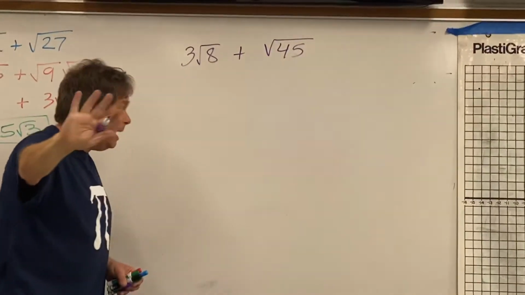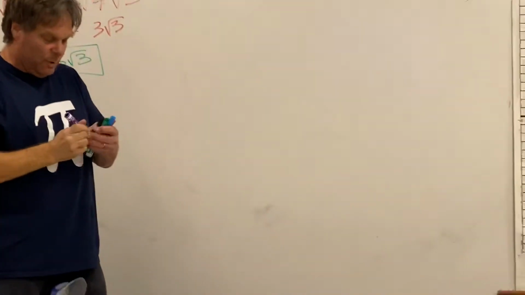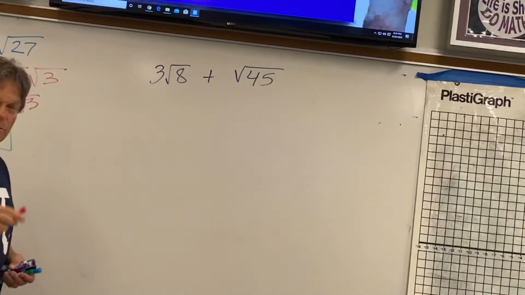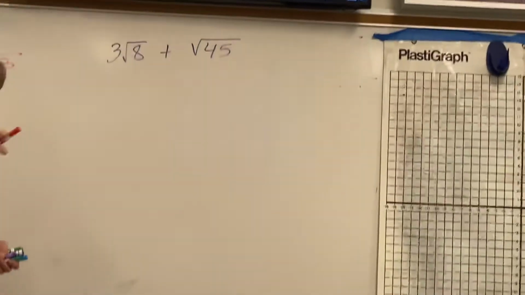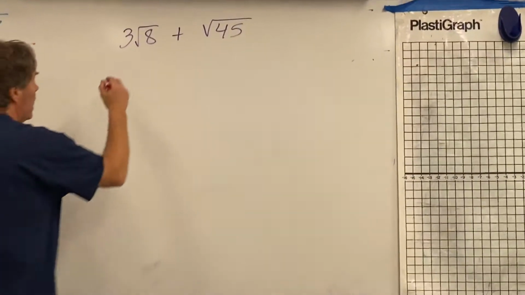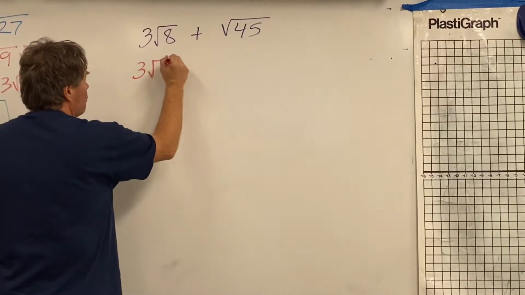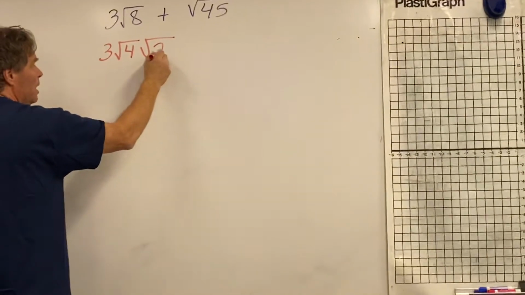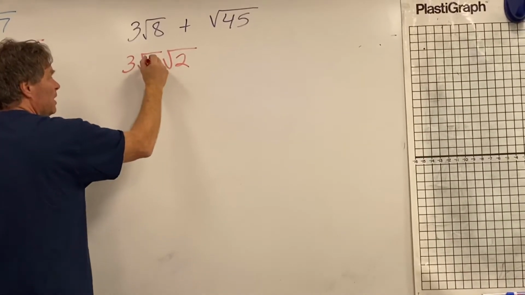And I say, slow down. Let's see if we can simplify it at all. So here we go. Make sure your finger's not on the lens. It's not. All right, so we've got 3 root pretty, root ugly. What's pretty about 8? 4. What's ugly? 2. Square root 4 simplifies to 2.